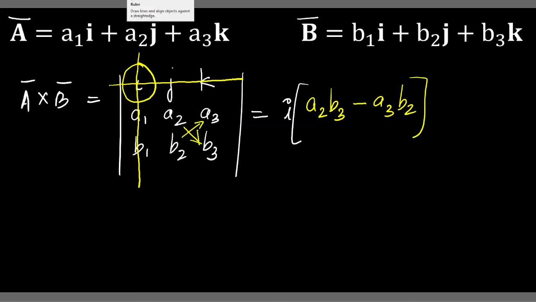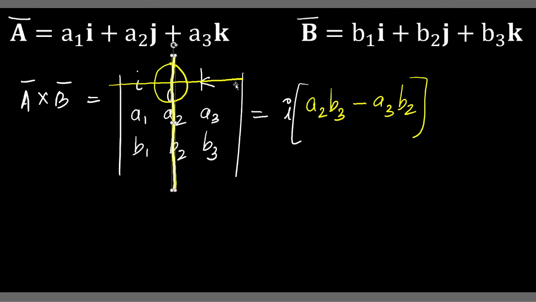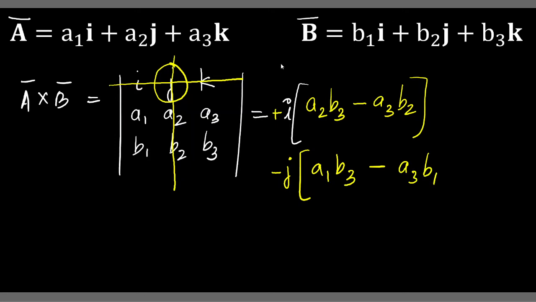Now, what about your J component? For that, again, you want to choose J, delete the row and the column in which J is, and look at the rest of the components. This is the only exception. For the I it is of course a plus, but for J alone, it will be a minus. Then look at what's remaining, major diagonal minus the minor diagonal. So major diagonal is A1B3 minus A3B1 and close bracket. Then for the K term, again it will be a plus.